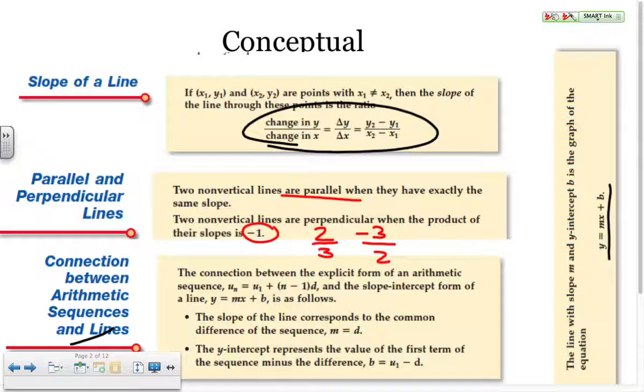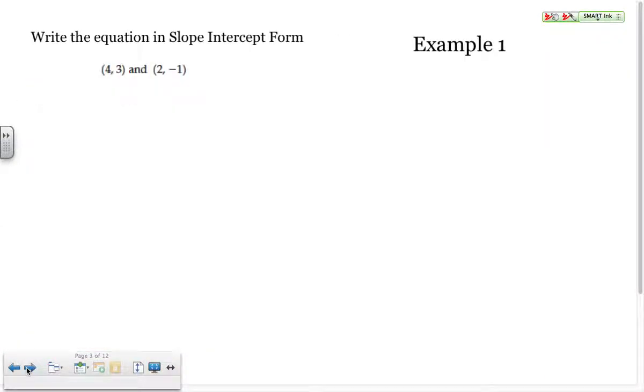Moving on to examples. Write an equation in slope-intercept form, and we have 2 points. We should be able to do this very, very easily. Again, this should all be review from Algebra 1 and integrated or Algebra 2. So to find slope, we're going to subtract y minus y: 3 minus -1 over 4 minus 2. Please don't make the common mistake of mixing up where the x and the y go. Y goes on top, x goes on the bottom. So 3 minus -1 is 4, 4 minus 2 is 2, and my slope is 2.